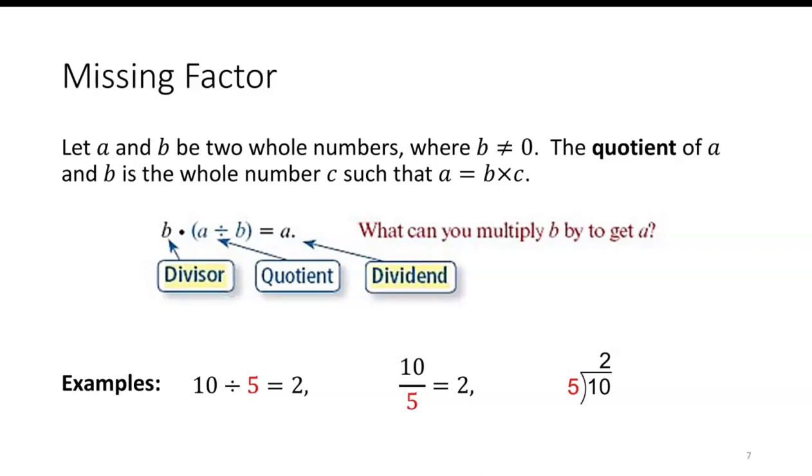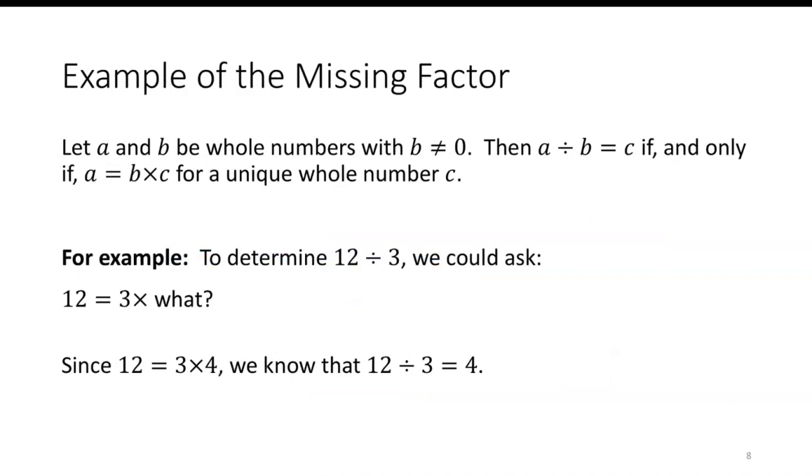So, for example, 10 divided by 5 is 2. 10 over 5 is 2. 10 divided by what is 2? That's the same thing as saying, what do I need to multiply by 2 to get the 10? As an example of the missing factor, if I want to find 12 divided by 3, I can ask 12 is equal to 3 times what? Since 12 is equal to 3 times 4, we know 12 divided by 3 is 4.